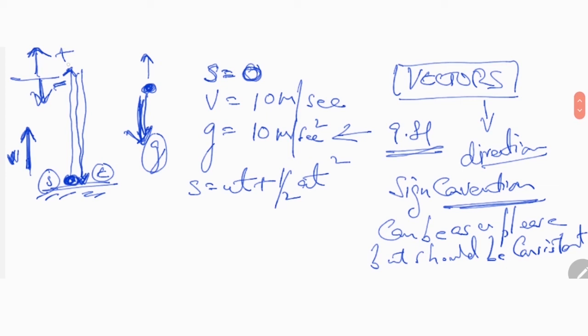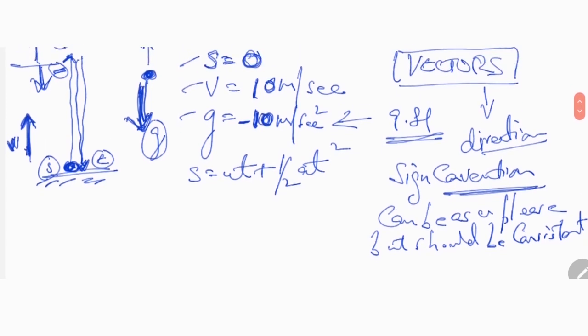So if I go by this convention, top is positive and down is negative, in that case what will happen? My v will be 10 because it is acting in the upward direction, but my g now will not be 10. Since it is acting downwards, it becomes minus 10. Please understand this concept. My g now becomes minus 10. Very, very important. That's it. We don't have any other constants here. So let's go ahead and solve this.